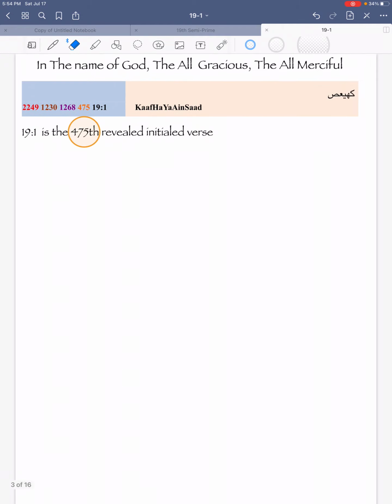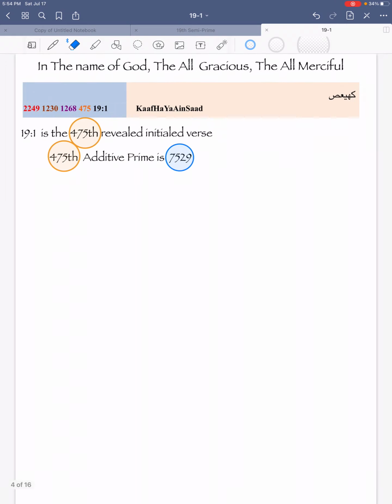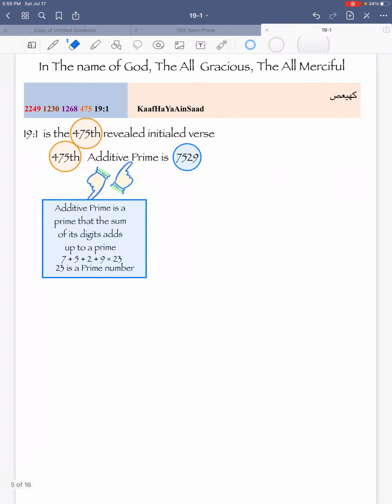19:1, or chapter 19, verse 1, is the 475th revealed initial verse. The 475th additive prime is 7,529. Okay, what is an additive prime? An additive prime is a prime whose digits add up to a prime. If 7,529 is an additive prime, that means if we add the 4 digits, 7 plus 5 plus 2 plus 9, the result should be a prime, and it is. The result is 23, and 23 is a prime number.